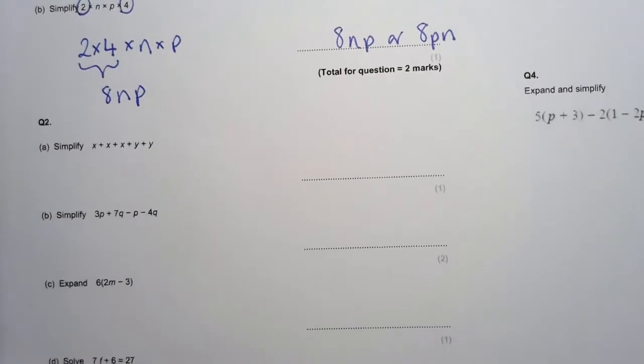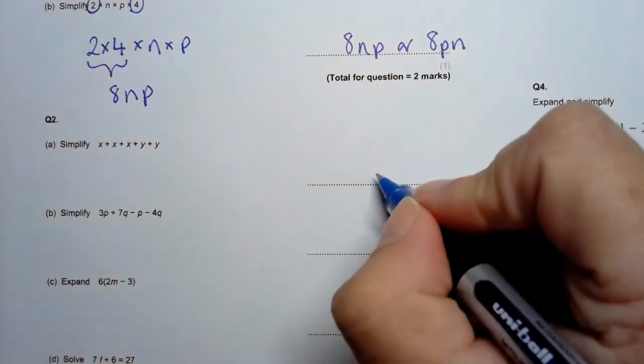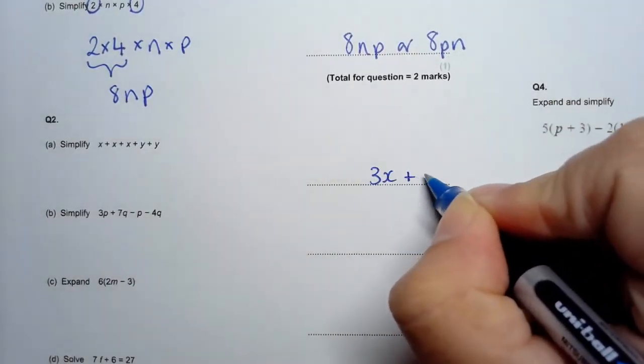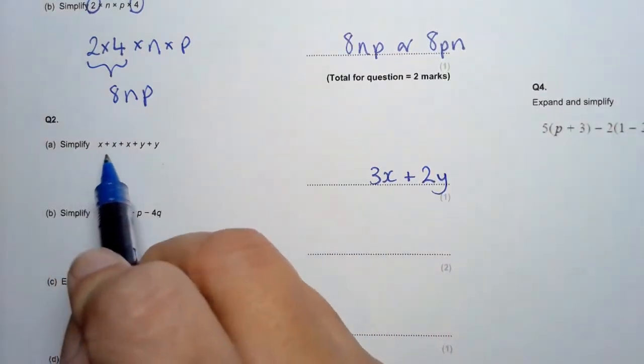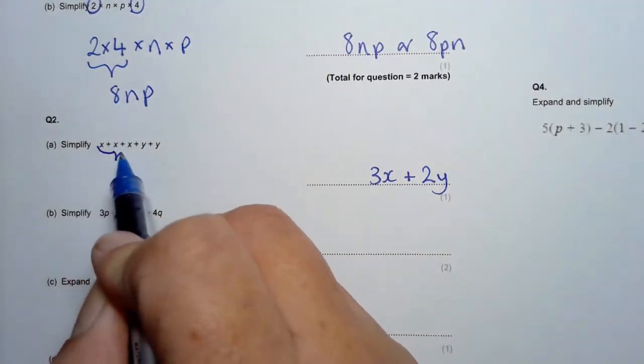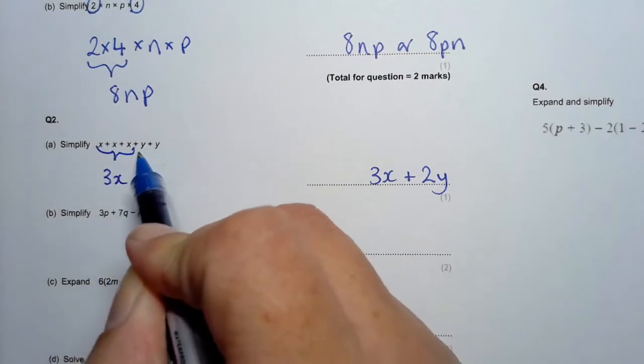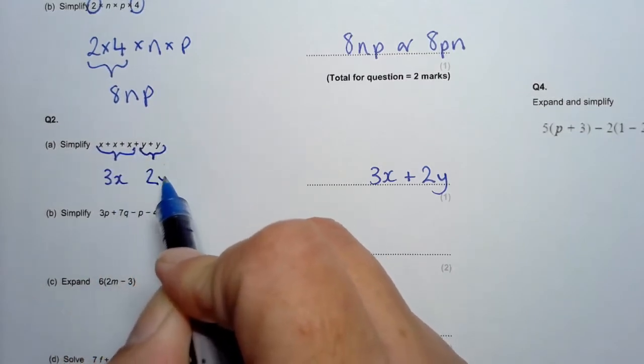Question 2, part A. It's just going to be 3x plus 2y. These are all positive and you just count them up. There's 3x there and there's 2y there.